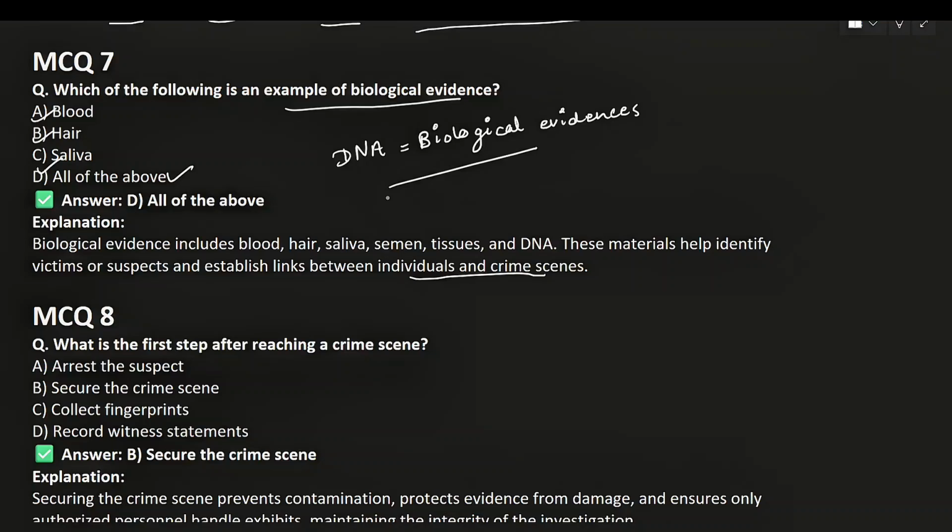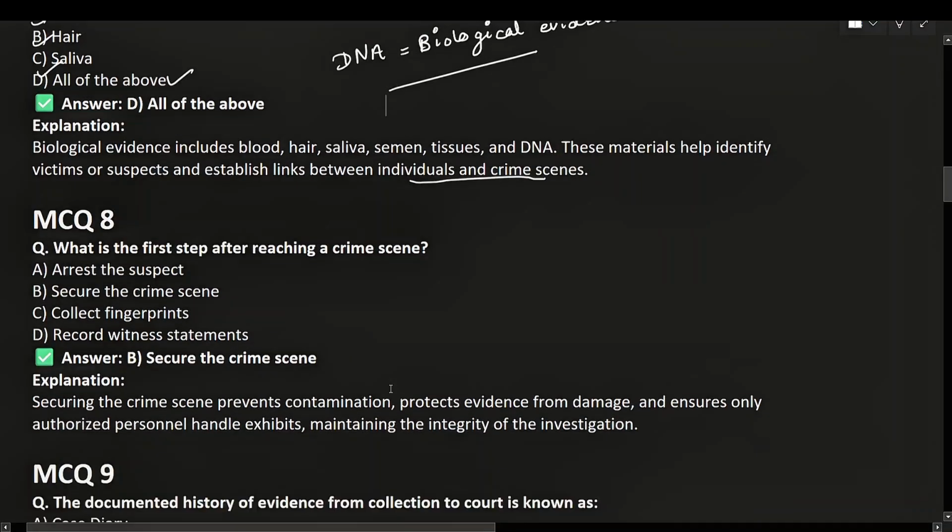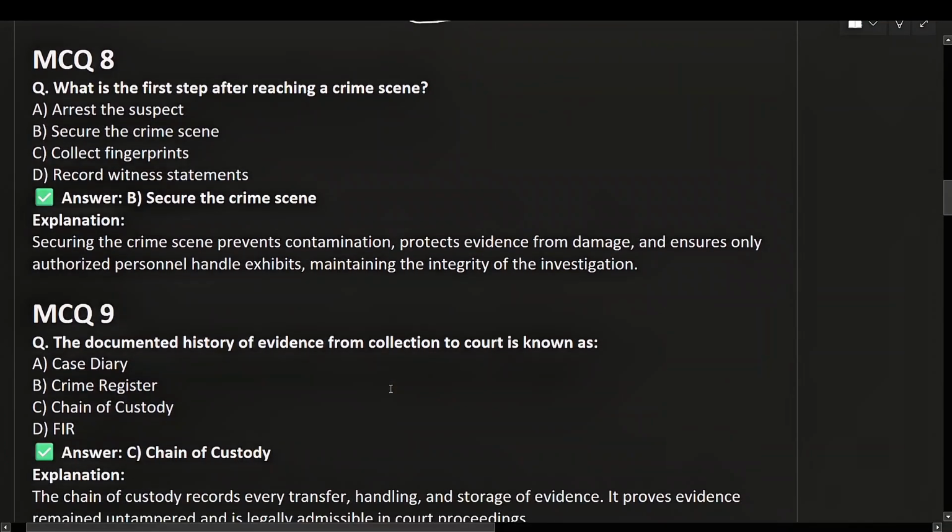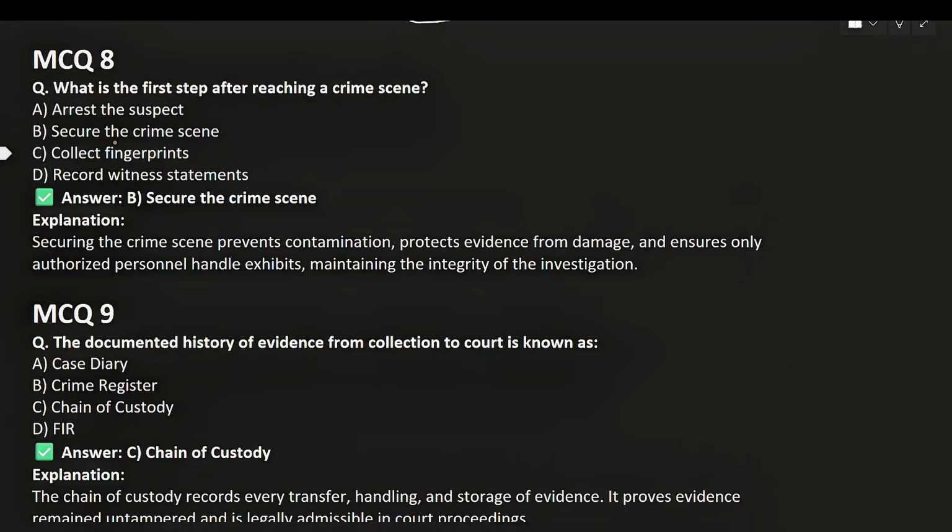So move to the next question, MCQ number 8. The question is, what is the first step after reaching a crime scene? Option A is arrest the suspect. B, secure the crime scene. Third, collect fingerprints. Fourth, record witness statements. So the correct option is B, secure the crime scene.